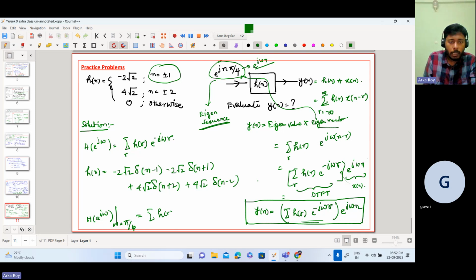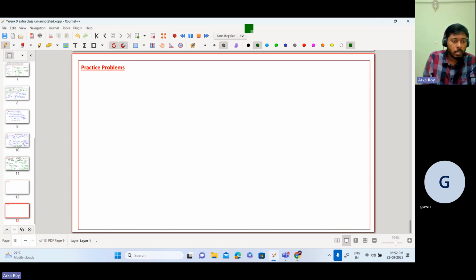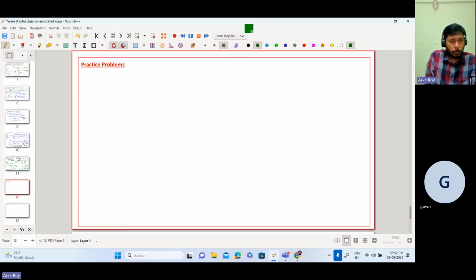Let me write it in a more elaborate fashion. It will be h of r e to the power minus j pi by 4 r. Now I will be multiplying each and every location where this sequence belongs, and then I will start adding up all the representations. Let me take another page. So it will be h e power j pi upon 4. The first component I can write as minus 2 root 2, and because this is residing at delta at n equals 1 and minus 1, let me start with the value at 1 itself.